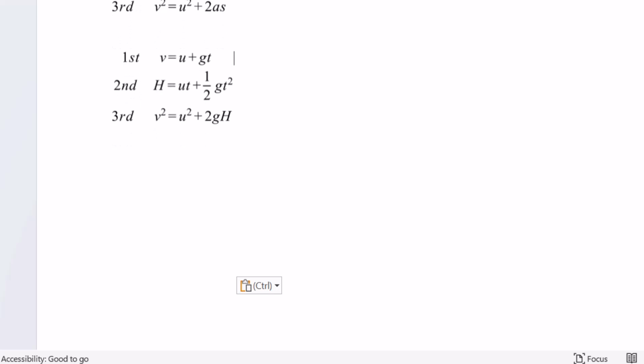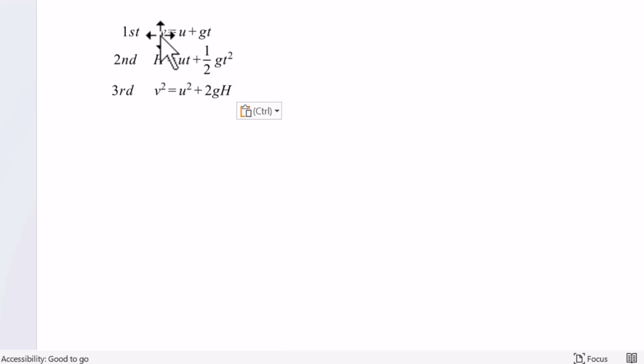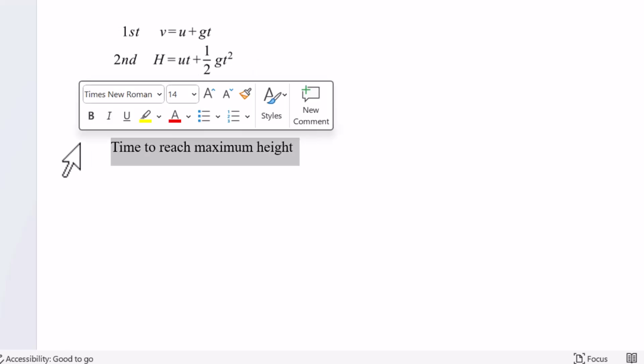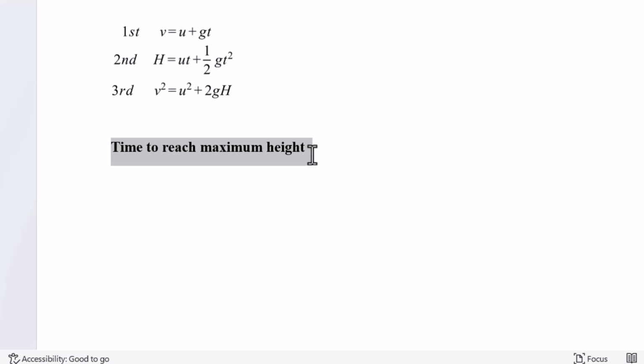So to start the derivation now, all these three equations, plus, plus, plus, I'll turn them to negative. So let's start now. Okay, so let me start with the first one. The first one I want to derive is time to reach maximum height. That formula is very important. So let's start with time to reach maximum height. So let me start with this. Let me highlight it or bold it. Okay. So time to reach maximum height.